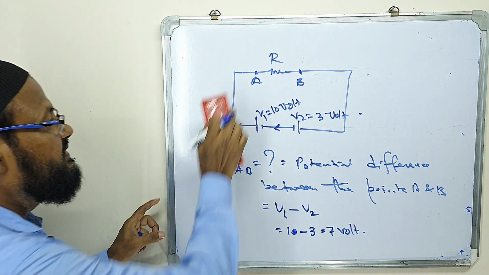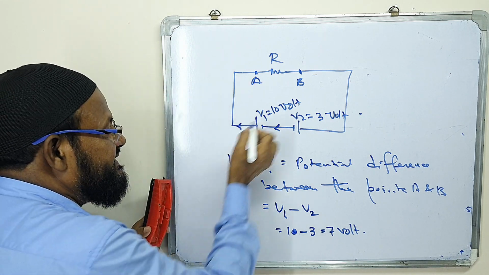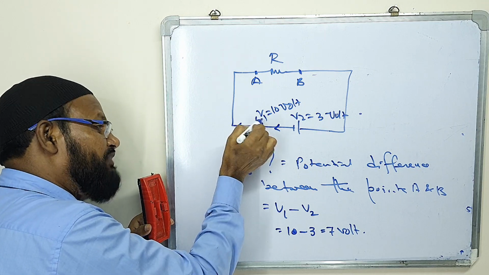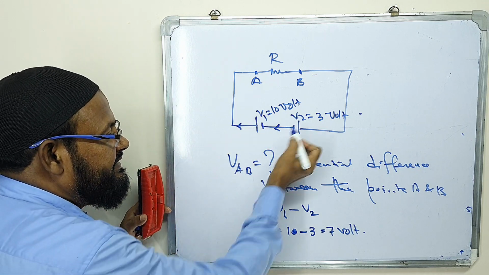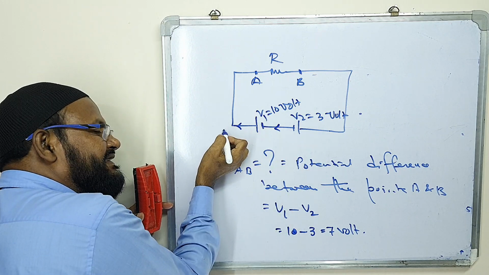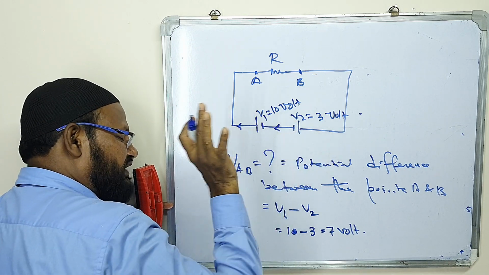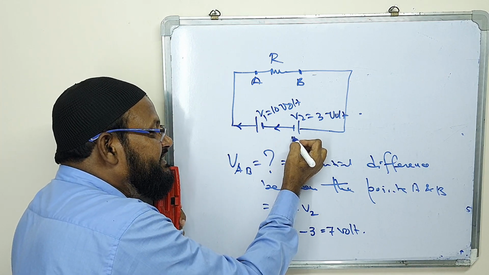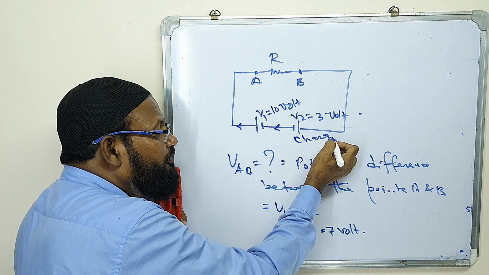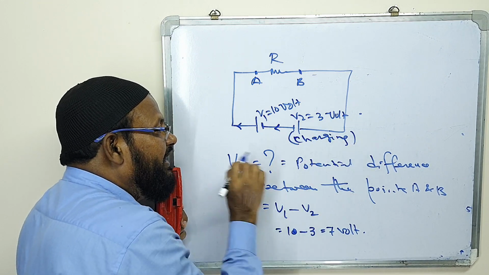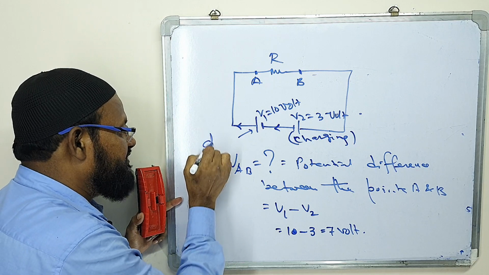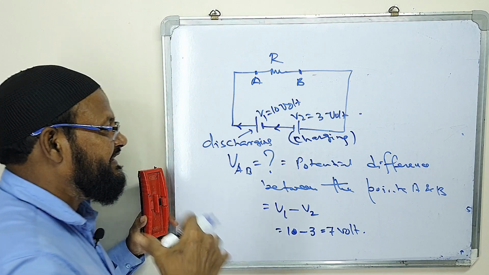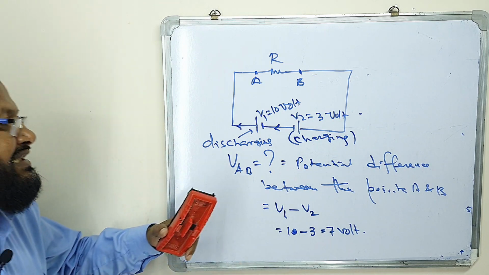Now, in this case, since this is bigger and this is smaller, current is in this direction, not in this direction. This is one rule. Another thing is important. This cell or battery, this is charging. Be careful. And this part is discharging. Suppose there is no electric supply, battery is being used.